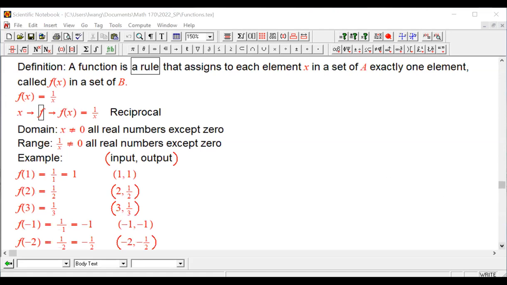This function is also extremely interesting. It's called the reciprocal function. And what is the rule? It assigns to each element in the set A exactly one element. You give me an input, and I'm going to take it and produce its reciprocal. Obviously, we cannot take 0 as input. If 0 is the input, it's going to have 0 as the denominator, and 0 cannot be a denominator.